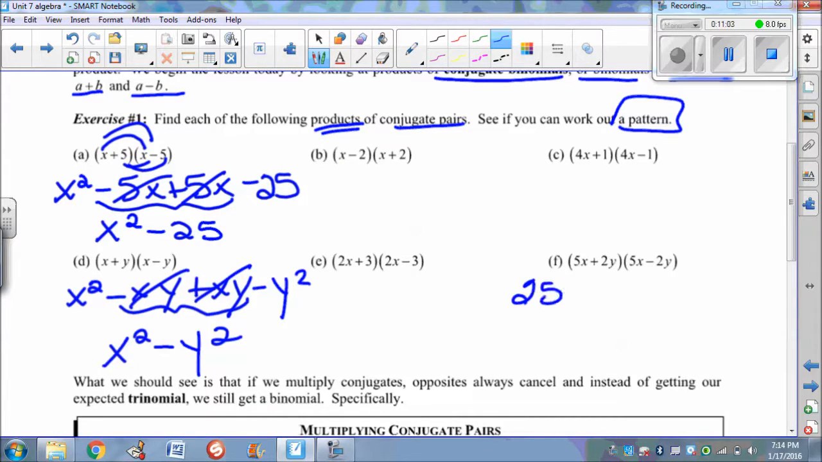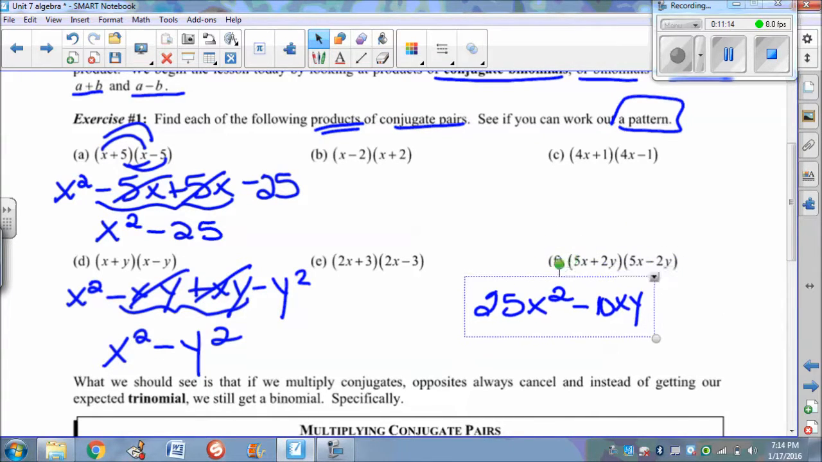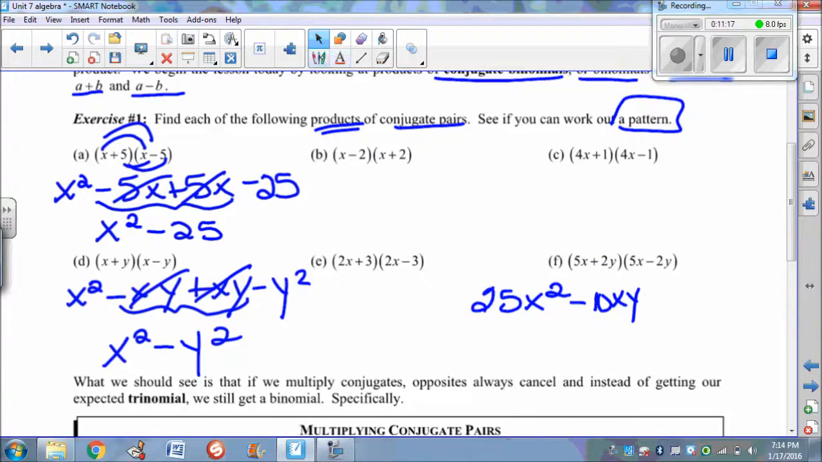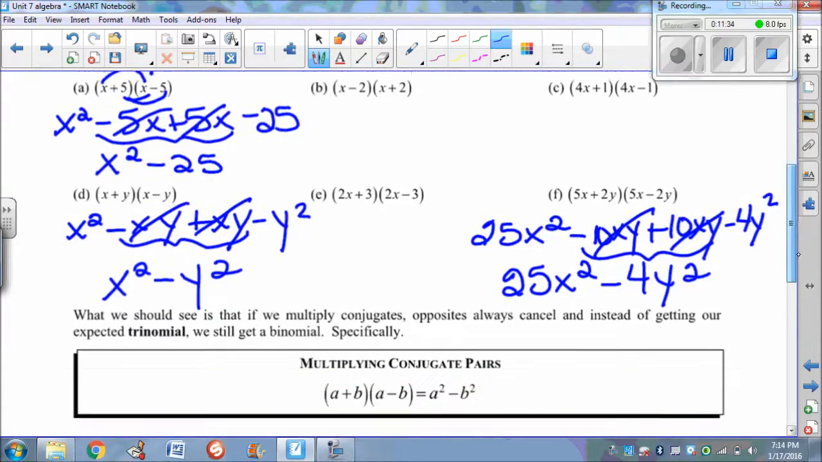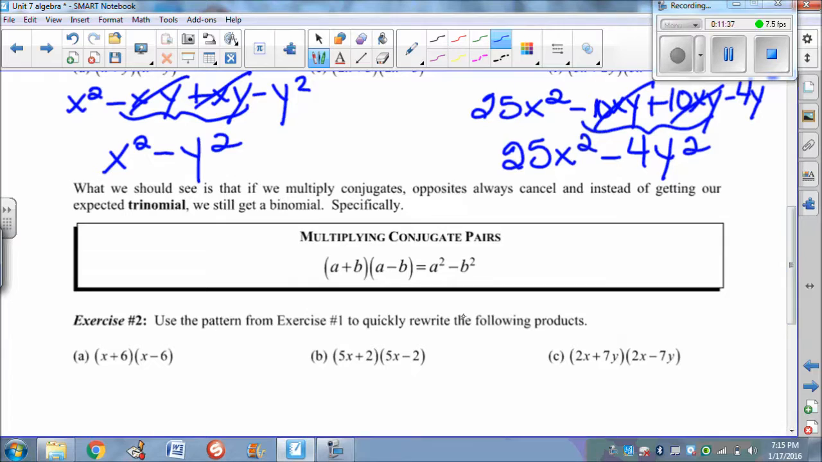So this last one, 25x squared minus 10xy, whoops, hang on, let's see if I can move that. There we go. Plus 10xy minus 4y squared. Cancel, cancel, because those go to 0, and we're left with 25x squared minus 4y squared. So in general, when we're multiplying conjugate pairs, here's my conjugate pair, and all of a sudden I'm down to a squared minus b squared.